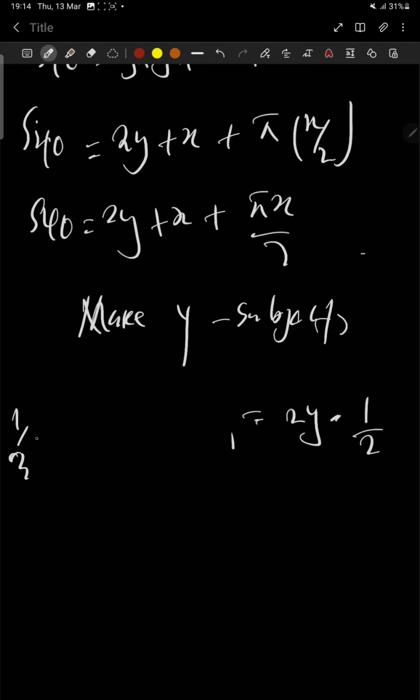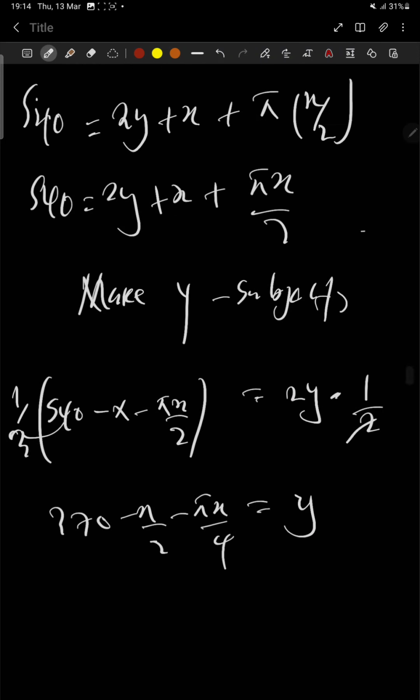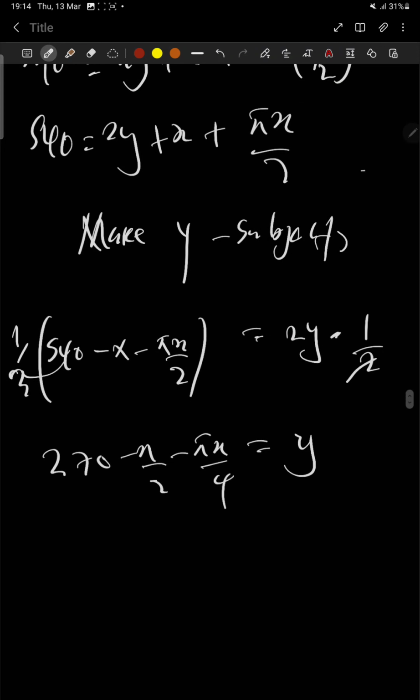So 1 over 2, 540 equal to 2 minus x minus pi x over 2. Okay, so I'll multiply everything by 2. So this will be 270, minus x over 2 minus pi x over 4 if I multiply by 2, equal to, this will cancel or remain with y. So I've now made y the subject here.